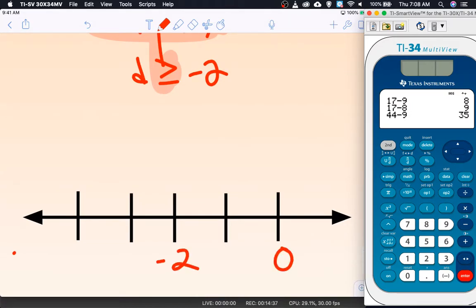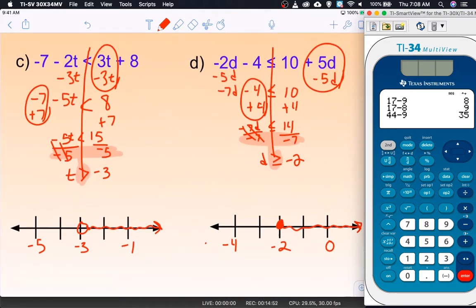-2, 0, -4. We need a solid dot at -2. And we're going to shade greater than, which is to the right. These numbers are bigger than -2. So those were your two.